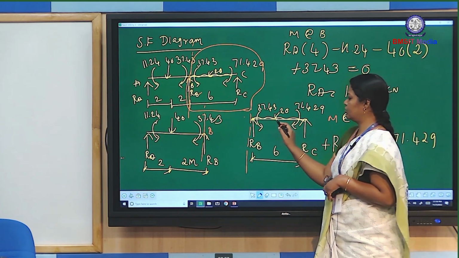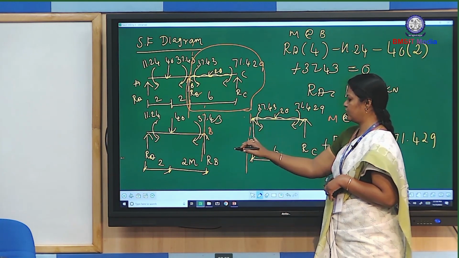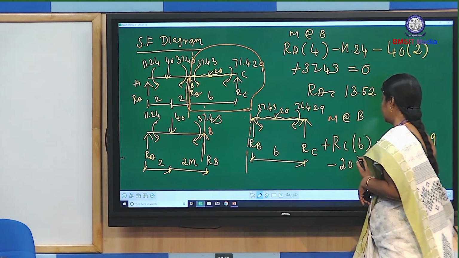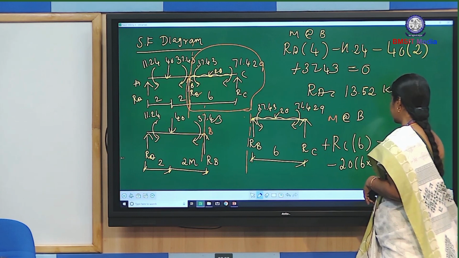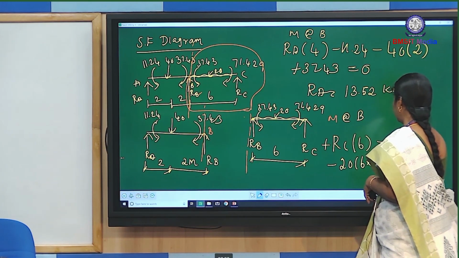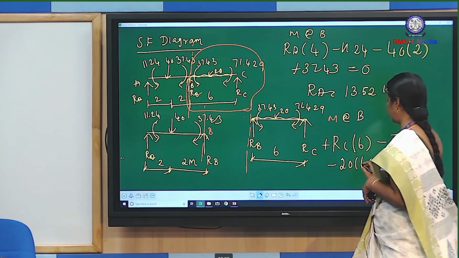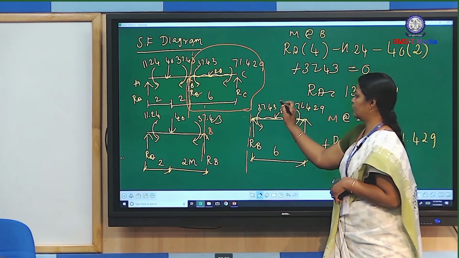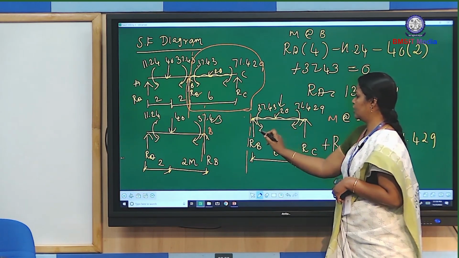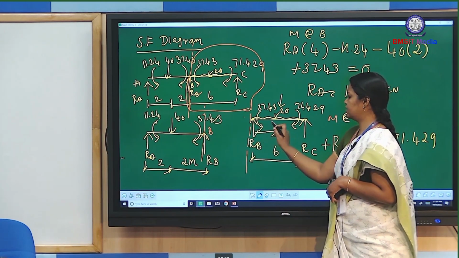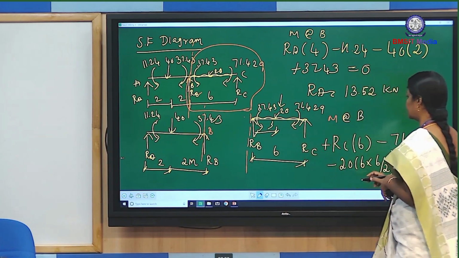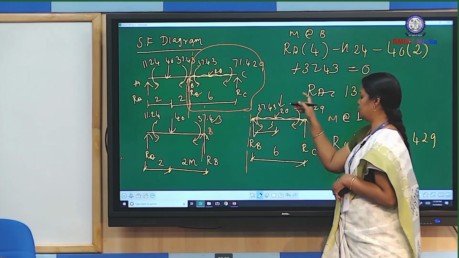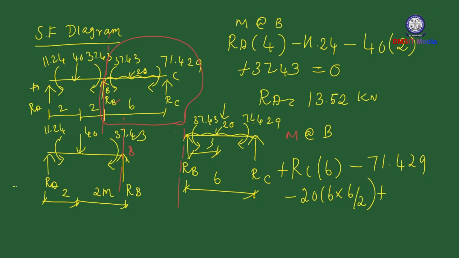This is the UDL load. This is also producing clockwise moment about point B. So minus sign, minus 20 into 6 into 6 by 2. We have to convert this UDL load into a point load, 20 into 6. This point load acts at the mid of this UDL load. From here to here, the distance is 3 meter.